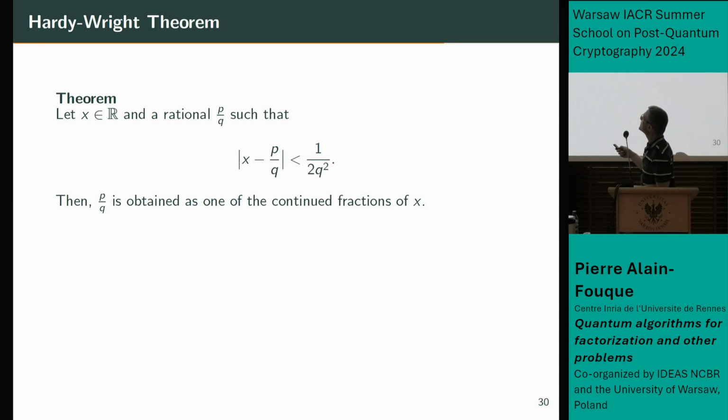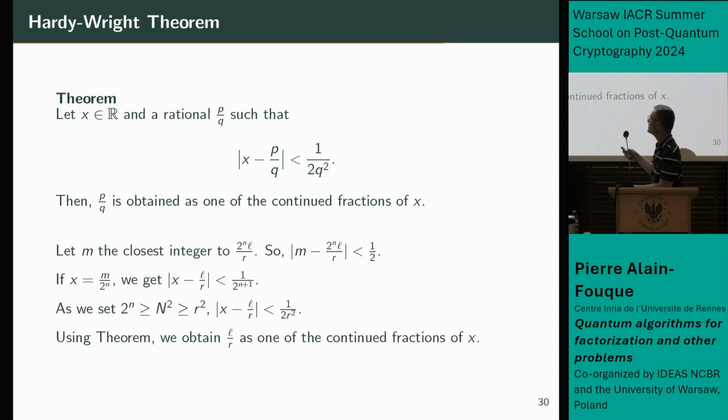The lemma that we use is written in Hardy and Wright's book on number theory. It means that if you have some rational value, some fraction here, and you have some value x that is a very good approximation of it, you can recover the fraction very easily just by looking at the partial convergents of the continued fraction. This is exactly what we did.